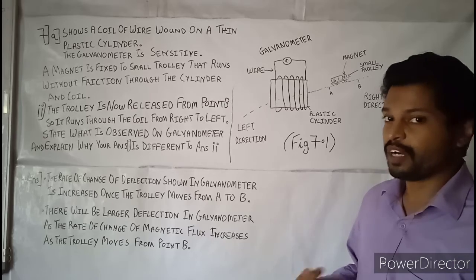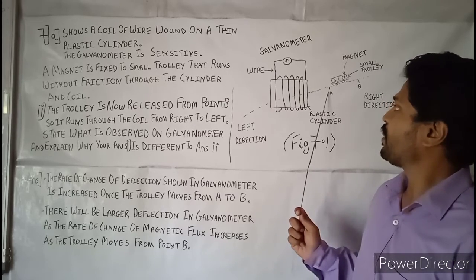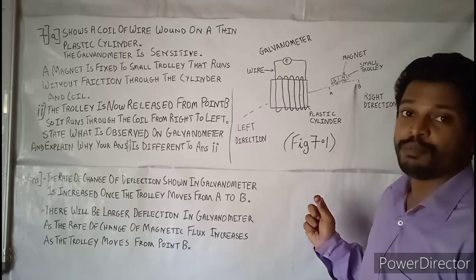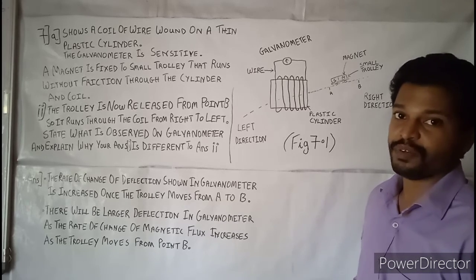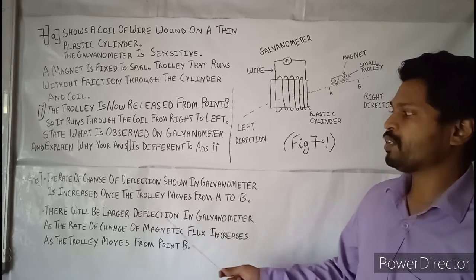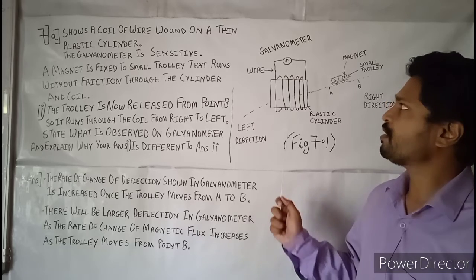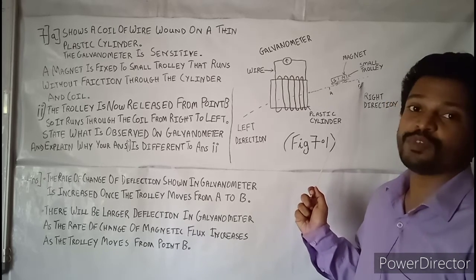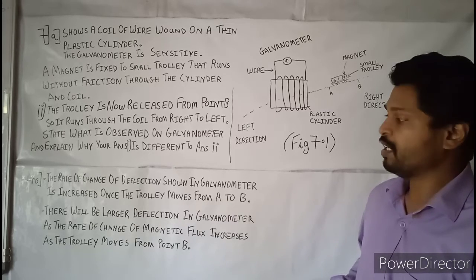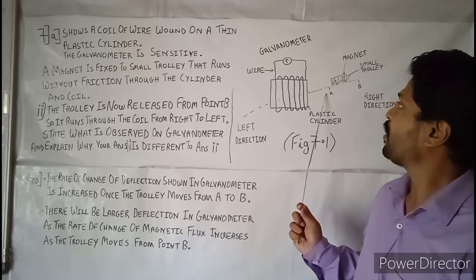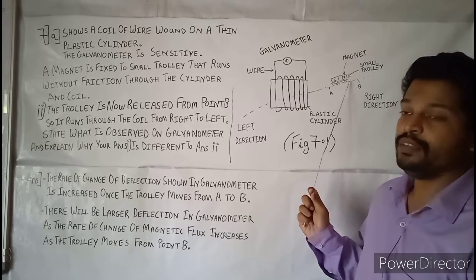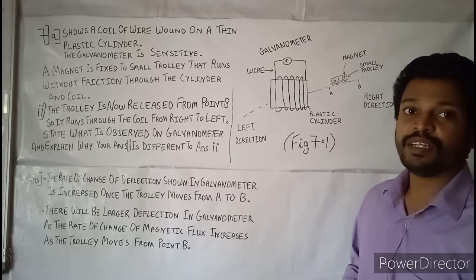So there are two different answers. When it is released from here, we have already answered. When it is released from point B, we will answer right now. The answer is the rate of change of deflection in the galvanometer. The rate of change of deflection when it is released from point B is increased once the trolley moves from A to B. When the trolley is moved from this direction to this direction, the galvanometer deflection increases.